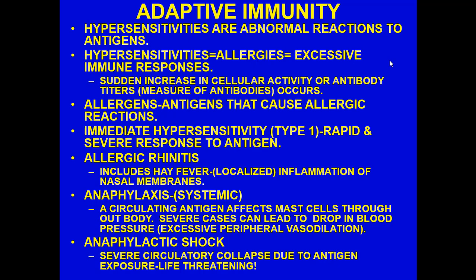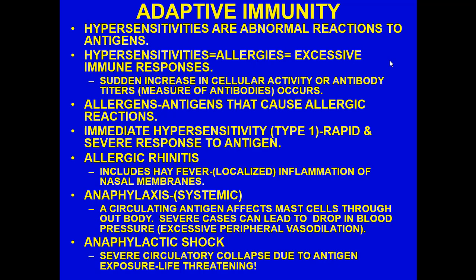You have an immediate hypersensitivity. This is called sensitivity type 1. It's a rapid, severe response to an antigen. An example is allergic rhinitis. If any of you suffer from hay fever, that's a localized inflammation of the nasal membranes in response to certain antigens like cut grass, tree pollen, or ragweed pollen. But if it goes beyond a localized reaction, you might get anaphylaxis, which is systemic. This is where you have a circulating antigen that affects mast cells throughout the body.